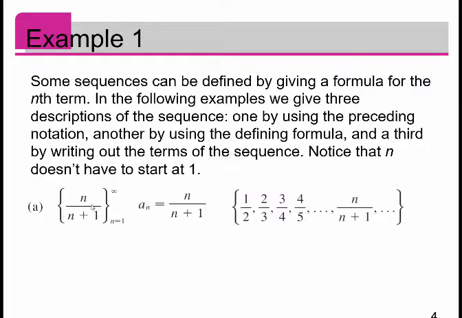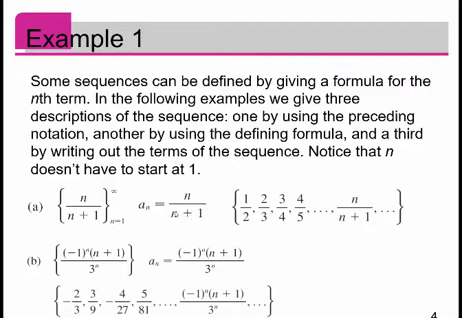This sequence here is n divided by n plus 1, starting at 1 and going to infinity. Another way you could show it is saying the sequence a sub n is equal to the formula for it. If you plug 1 in, you'd get 1 over 2. If you plug 2 in, you'd get 2 over 3, and so on. So this shows the first 4 terms, then the nth term, and then it goes on forever.